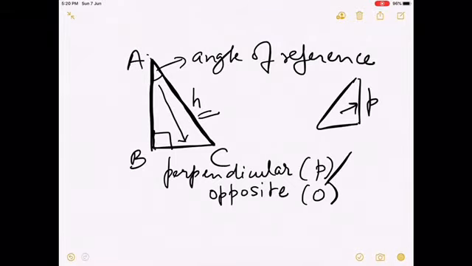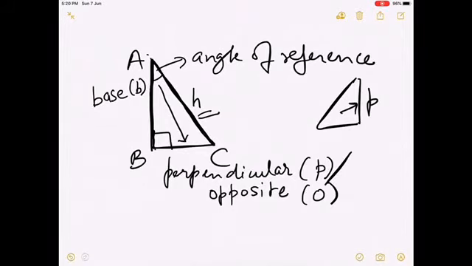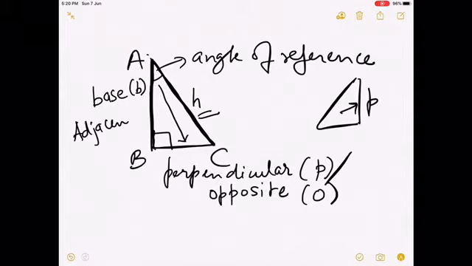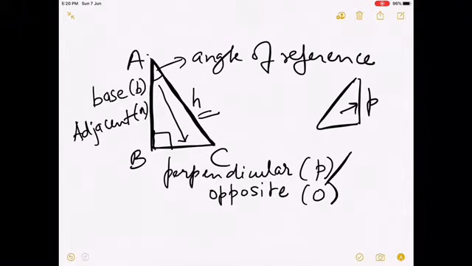So the side which makes up the angle, this side will be known as the base. In short, we will write that as B. Another name for base is adjacent. In some of the textbooks they use the concept of adjacent. In short, we can write that as A.